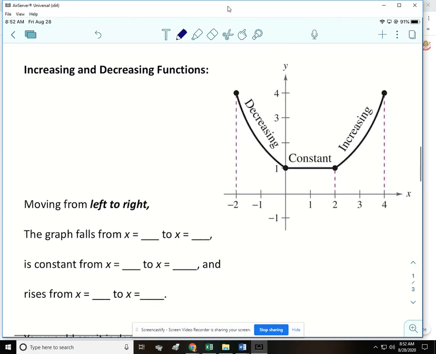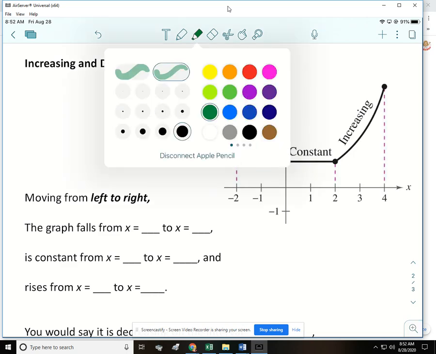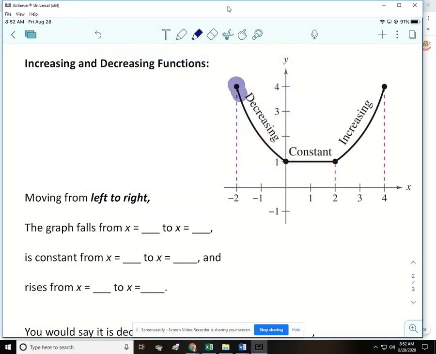Okay, let's talk about increasing and decreasing functions, or intervals. Now, I know that you guys learned this last year. Hopefully you remember. So if a graph is falling, it's considered to be decreasing. So you always read a graph from left to right. I like to think of like you're walking on it from left to right, if you're walking downhill, the function is decreasing.